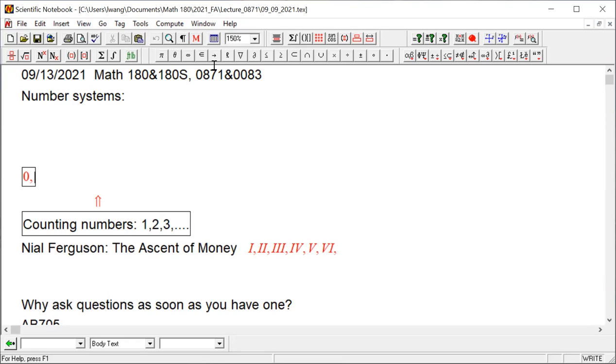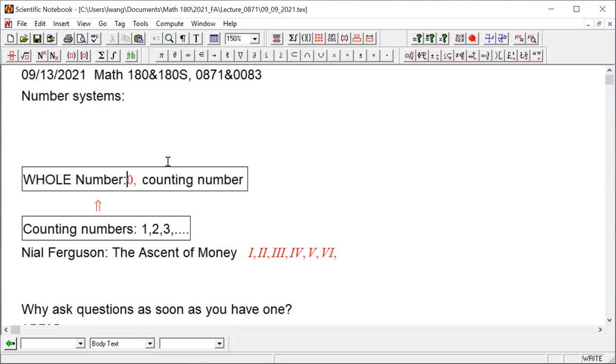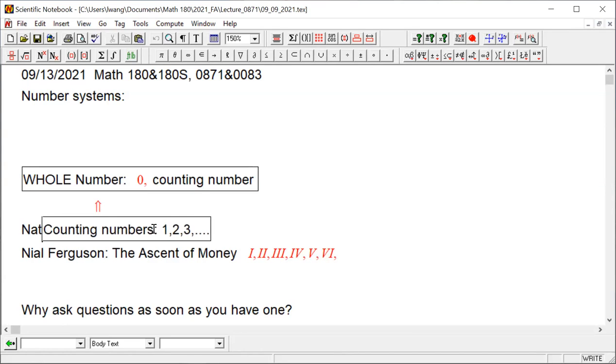The discovery of 0, I have a story for you, but just 1 second. So 0 and counting numbers will be classified in another category we call whole numbers. Whole numbers include 0 and counting numbers. And we also give another interesting name for counting numbers. We call them natural numbers.